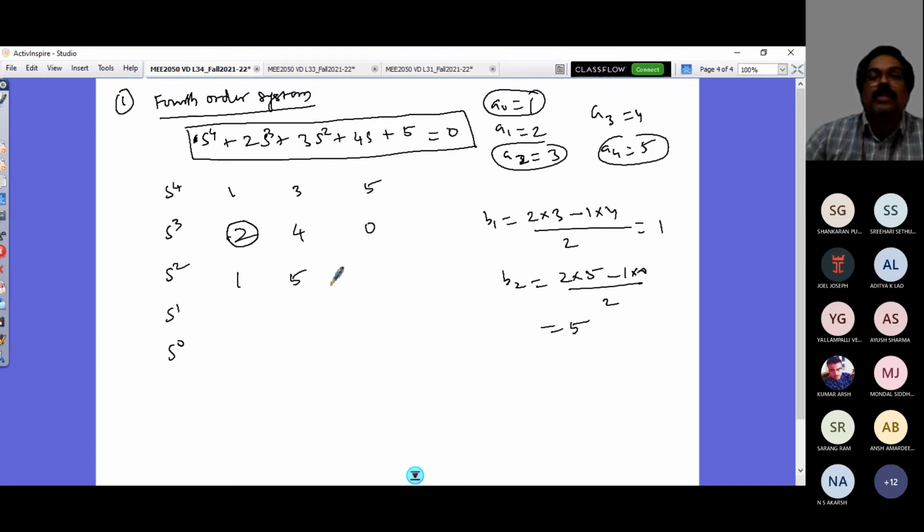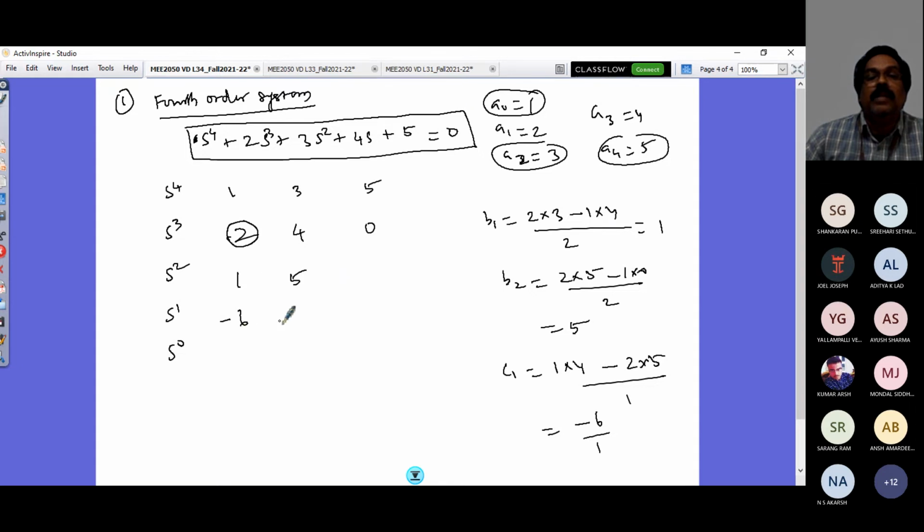Right? And that's all. There's no term after that. So C1 would be 1 into 4 minus 2 into 5 by 1. So it's going to be 4 minus 10. So what happens? Minus 6 by 1. So I have here minus 6. Look, it's interesting. And then I have to get here, it's going to be 0.